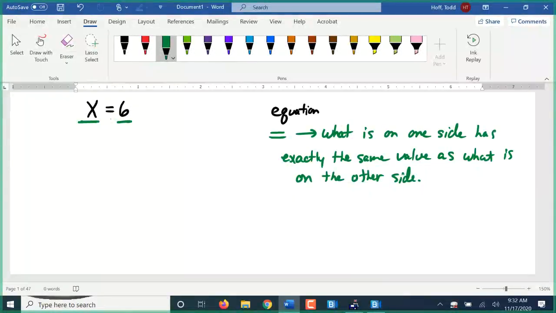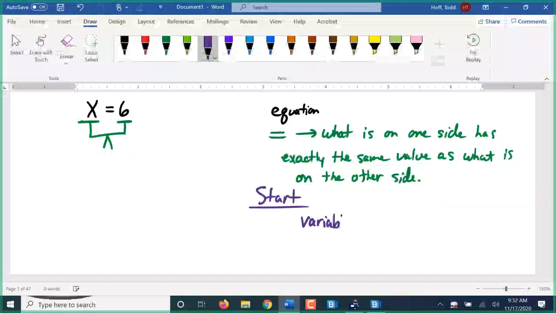In fact, we could actually think of these equations as being a balanced scale, balanced around that equal sign. Now, all equations start as a variable equals a number, or a number equals a variable, one of the two. All equations start that way with just one piece on each side, and they're built up from there.